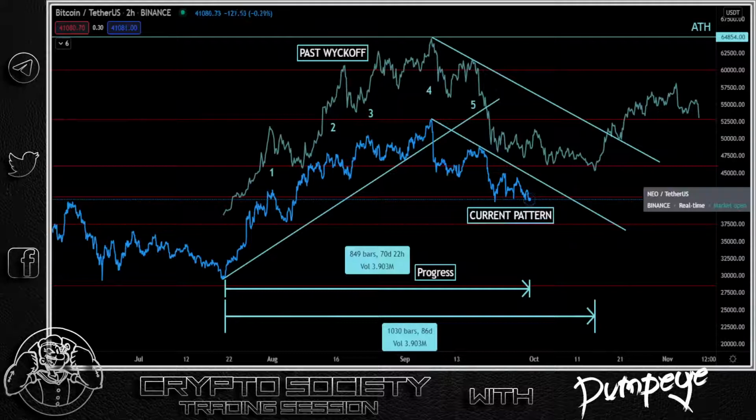And it takes time, it takes effort to make it all fit and work. So I just wanted to congratulate Pumpeye for this chart. Really nice chart. Thanks, bro.